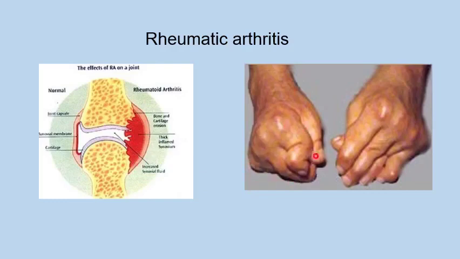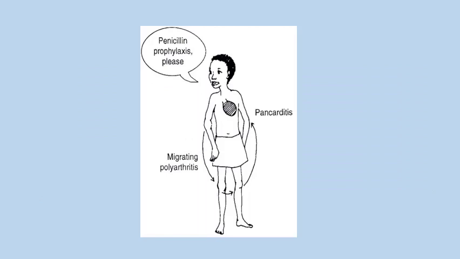And this is the shape of a hand suffering from arthritis. And as we see in this picture, this girl is begging for help. She is saying, penicillin prophylaxis, please. And as you see, she's suffering from migratory polyarthritis, from one elbow to one knee, and then to the next knee, and then to the other elbow. And she is suffering from Pancarditis.